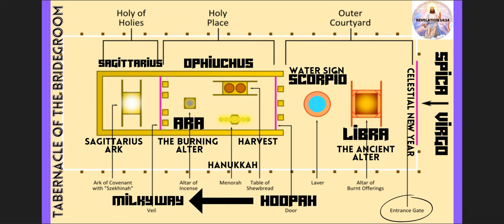Excuse me, fam. And we're going to decode this and show you how each of these things that were represented on the earth are a representation of a heavenly sign. So the first thing that you'll see is on the right, you'll see Spica and Virgo, and the entrance into the temple marked by the pink line is the celestial new year.